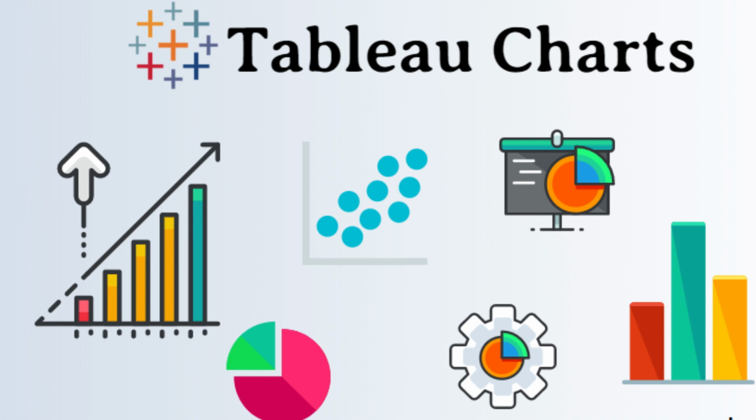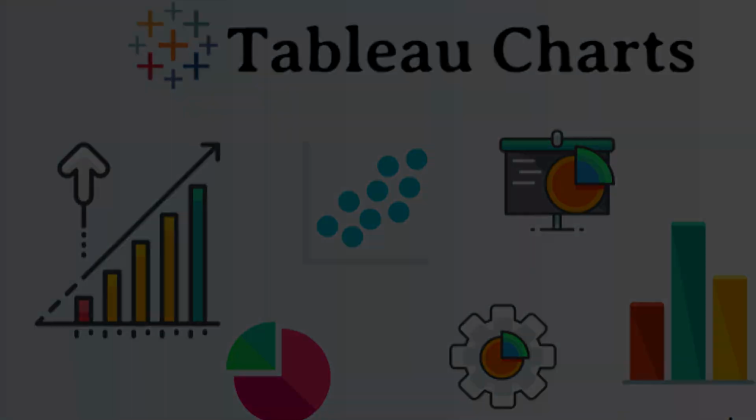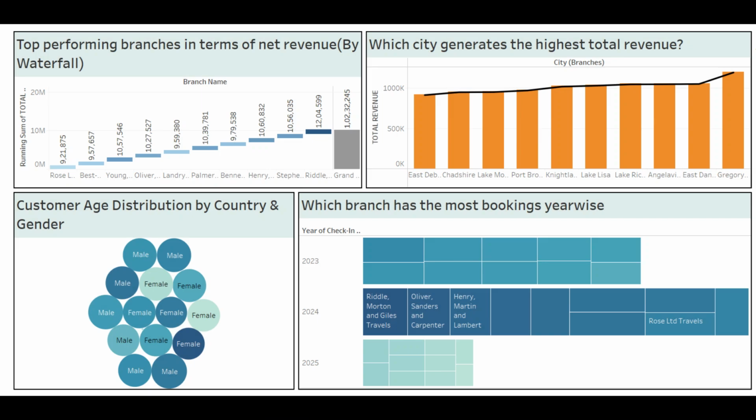Now the third and last step is making different kinds of charts to analyze the datasets by using Tableau. In this chart, the first thing is top performing branches in terms of net revenue. We have used a calculated field here, and from here we are getting the different branches according to their net revenue, and at the end we are getting the grand total of it.